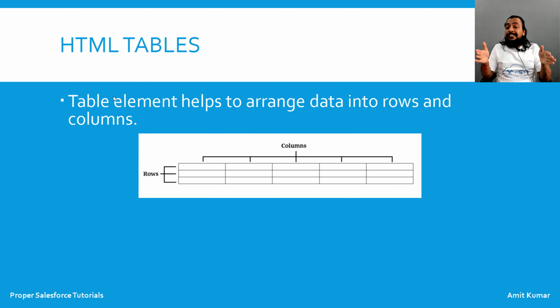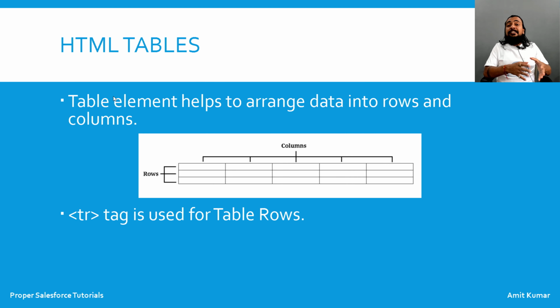Now table element helps to arrange data in rows and columns. So if you see this specific image over here, which is nothing but a table, so these horizontal sections are nothing but rows and these vertical sections are nothing but columns. So when you want to arrange things in rows and columns, you can take help of HTML tables.